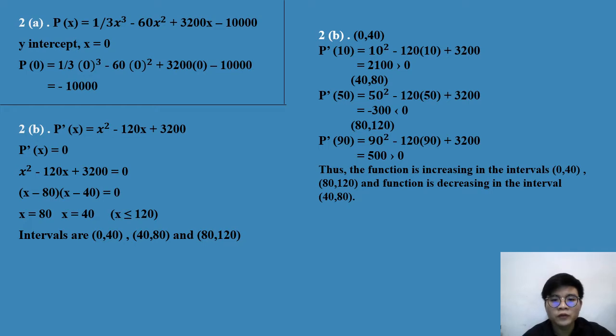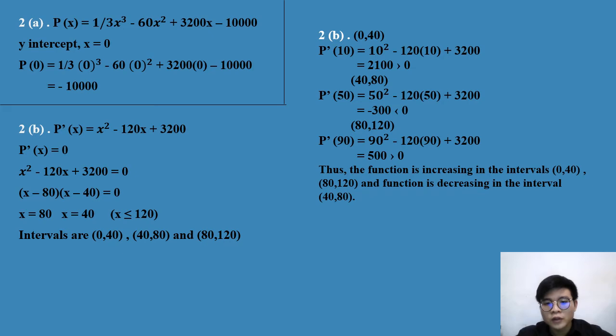For question 2b, we want to find the interval where the function is increasing or decreasing. So when we want to find where the function is increasing or decreasing, we put P prime x equal to 0, where x squared minus 120x plus 3200 equals 0. We can find that x is equal to 80 and 40. As the question mentioned that the company can produce at most 120 units of handmade shoes per year, we can know that the intervals are 0 until 40, 40 until 80, and 80 until 120.